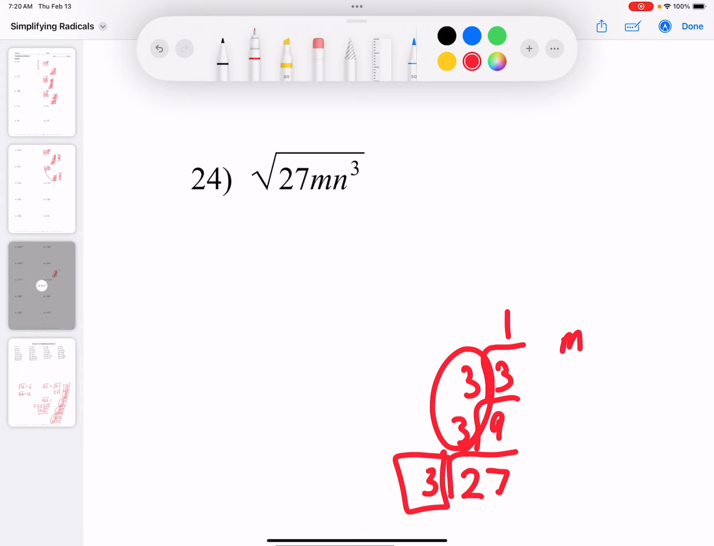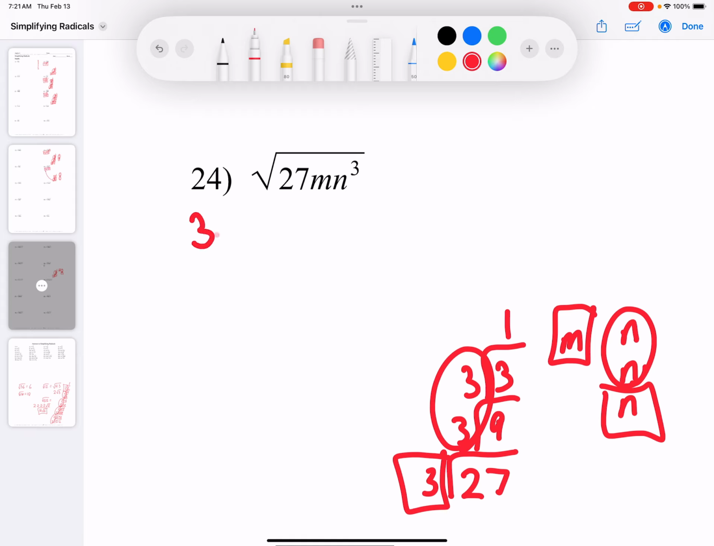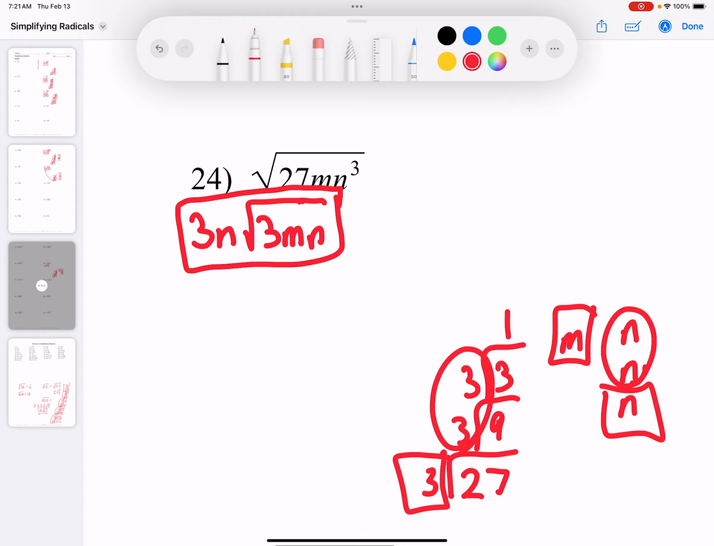Then we have m, and then we have 3 n's. So 2 of the n's pair off. These 2 are going to stay behind. So we take the circled stuff. So we have a 3 and an n, and then a square root of 3mn. And that's going to be our answer.